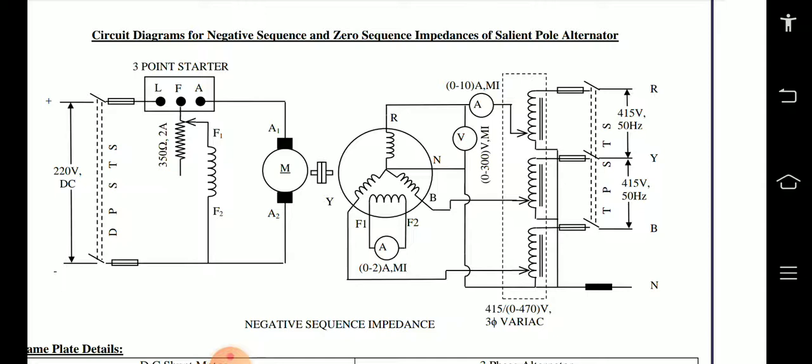Then your DPST switch will be closed. Then the auto transformer will be raised from the initial position, that is from 0, and we can obtain a voltage and ampere in your ammeter and voltmeter which is connected to your alternator. Okay, and here we are missing the part, that is the starter. Initially the starter is used to start your motor. With the help of the starter alone the motor will be run, and after that you have to adjust your field and so on. So this is the thing we have to do with your negative sequence circuit diagram.